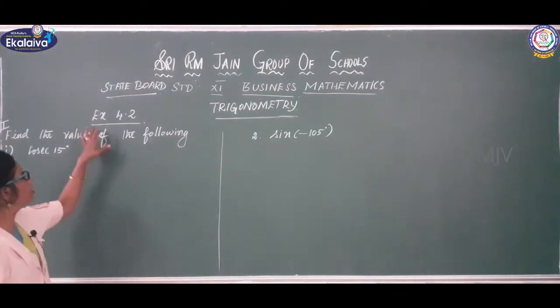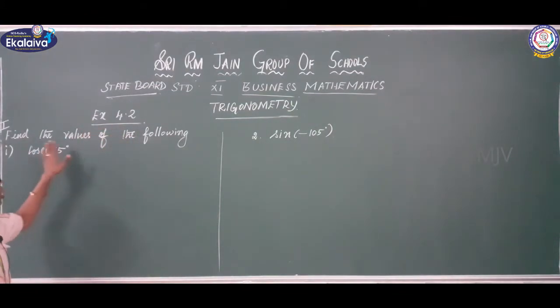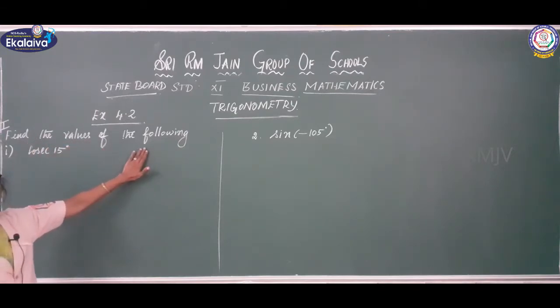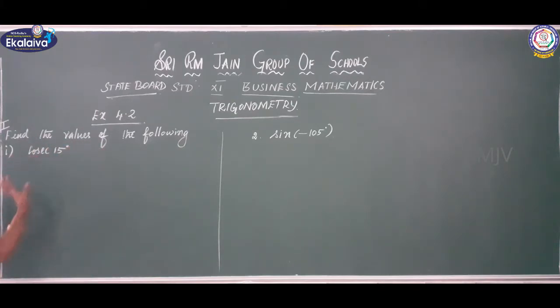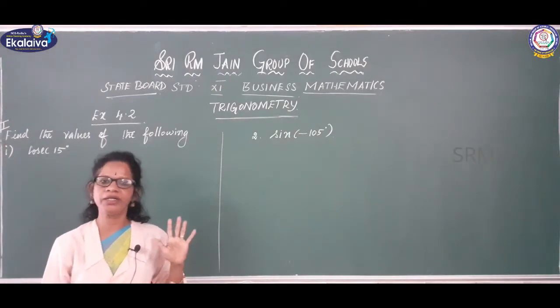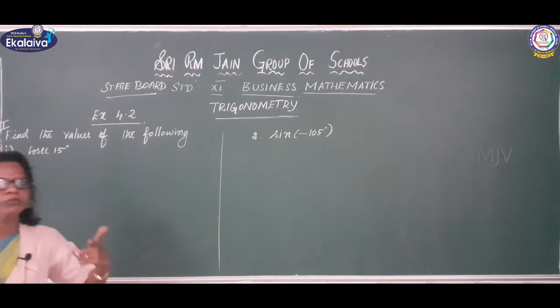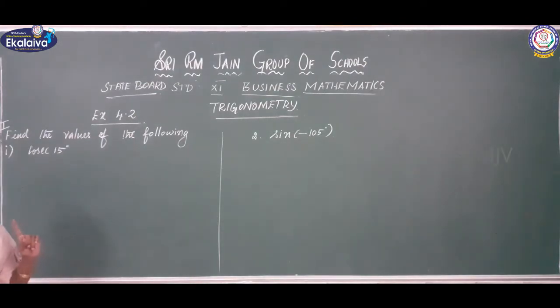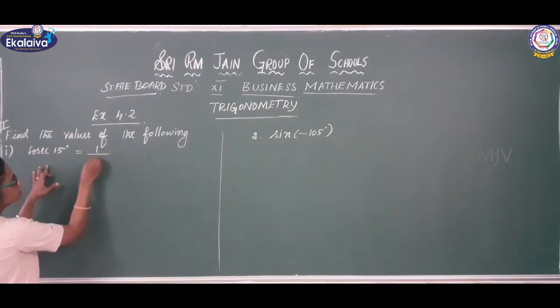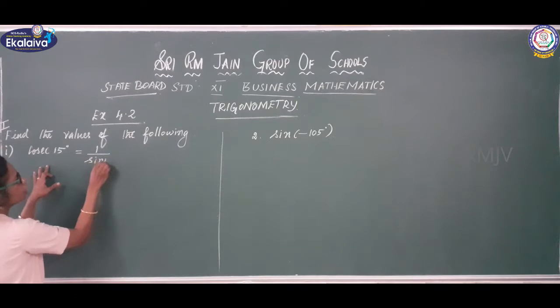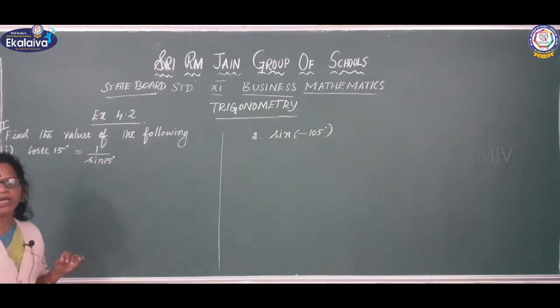Now we are going to see exercise 4.2, find the values of the following. The first question is cosecant 15 degree, but I gave the formula only for sine, cosine and tangent, right? How do we find the value of cosecant 15? You know the formula for sine, so cosecant can be written in terms of sine: 1 by sine 15 degree.